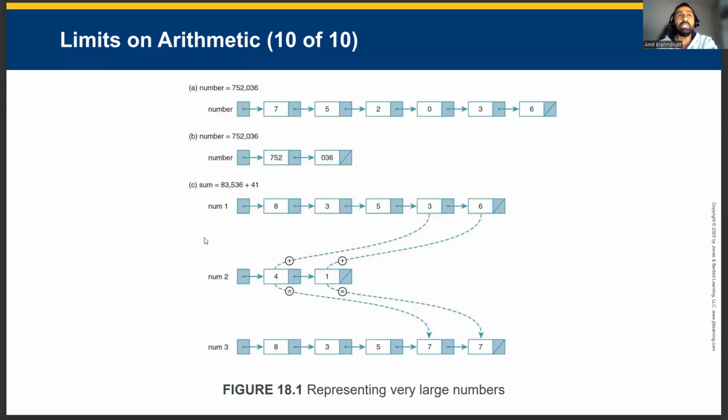So as we see, number A is 752036, and it's represented by a singly linked list. Example B also shows how it could be done with just storing 3 digits, 752 and 036. And the 036 is the final node of that singly linked list. And example C shows how the summation is done for that singly linked list.